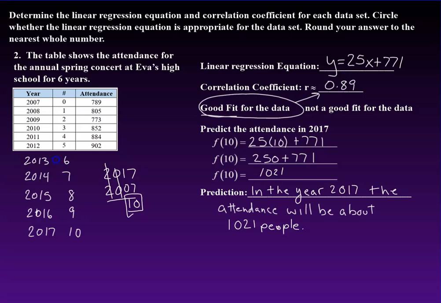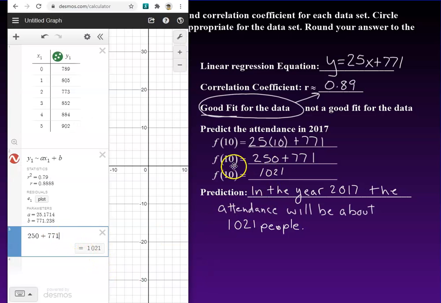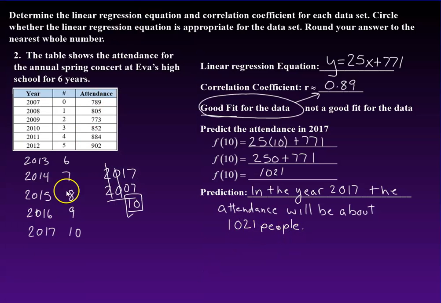All right, and then we plug in 10. We do 25 times 10, which is 250. We add 250 and 771, and I had used the calculator for that, right? And you can use Desmos for all of your multiplying and adding. And I got 1021. And then the prediction in the year 2017, the attendance will be about 1,021 people. And with that, that's how we do linear regression equations.